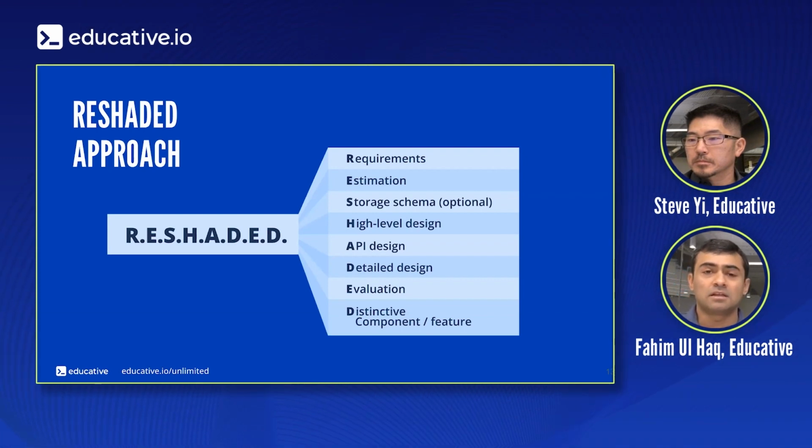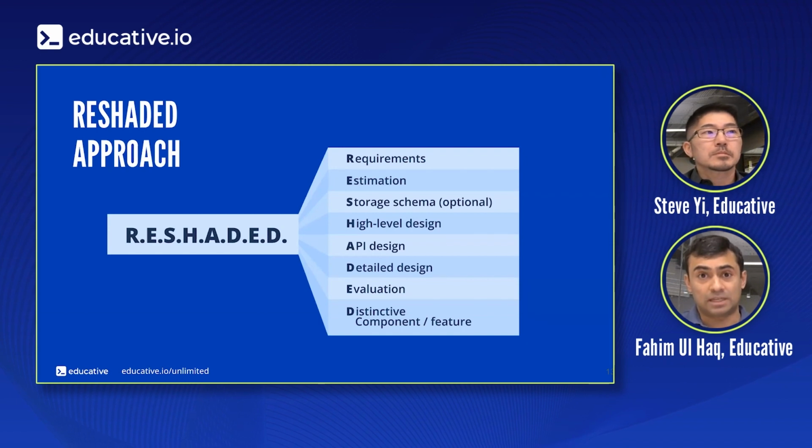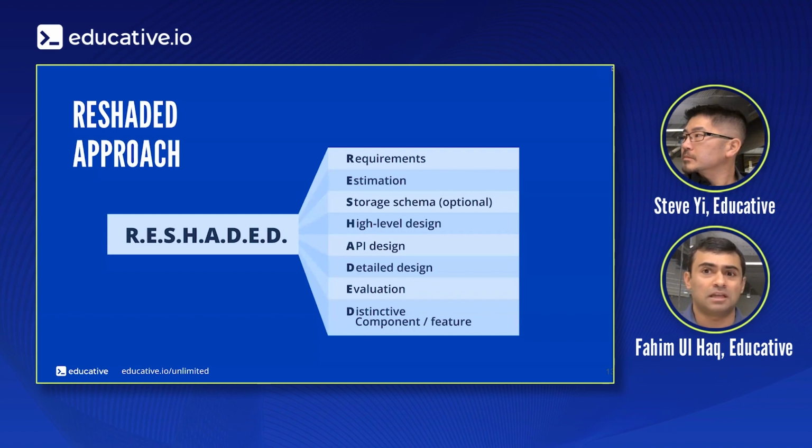And at the end, we have this distinctive component feature thing at the end of RESHADED, which is there because some designs require very specific nuanced components. Like, for example, designing Uber requires understanding of quad trees. And that's a very distinct feature. That's not going to be very important if you are building a Google search engine. But if you're building a Google search engine, you may have to build a reverse index, which is very specific to building a search engine.